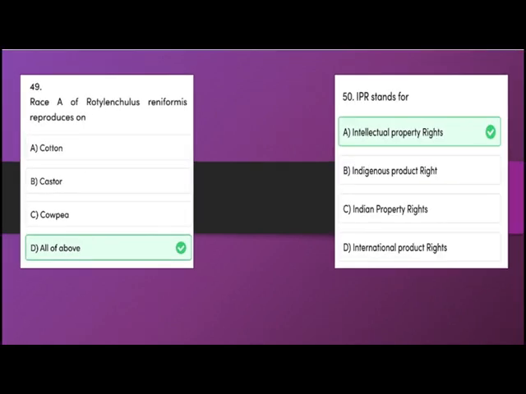Now come to the 49th question. Races of Rotylenchulus reniformis reproduce on, and the answer is all of the above: cotton, castor and cowpea. Now come to the 50th question. IPR stands for, and the answer is intellectual property rights.